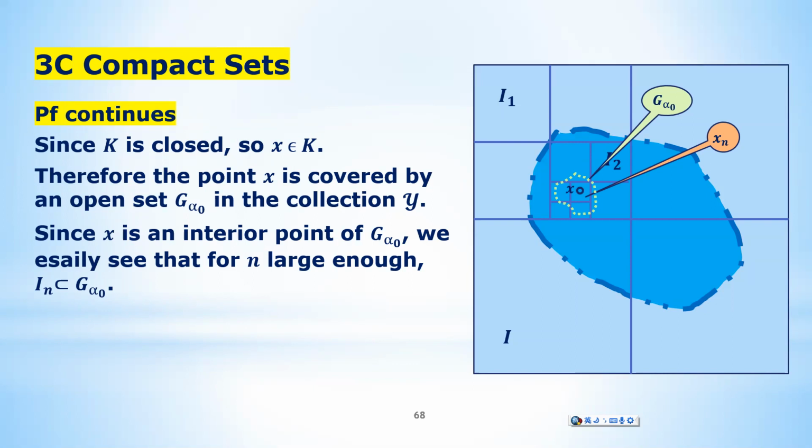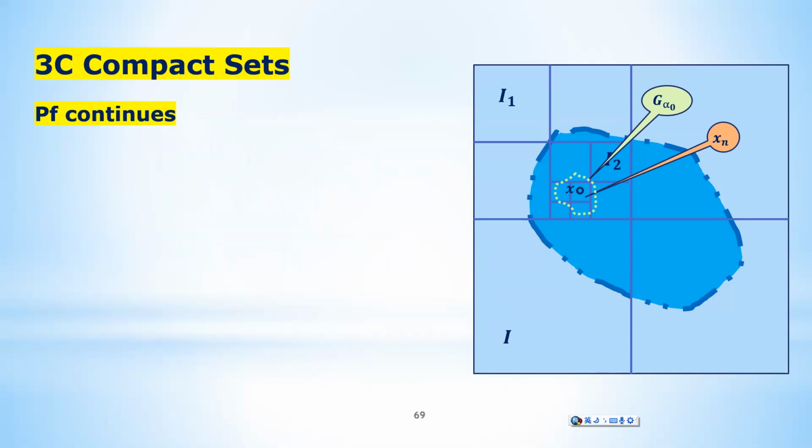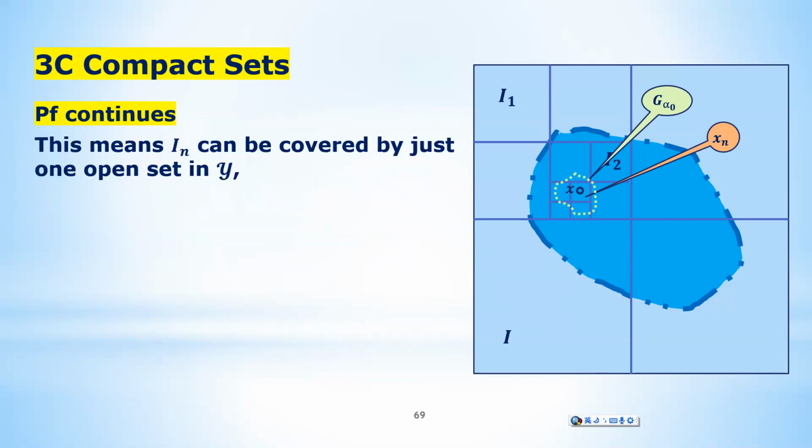Okay, so now this is a very delicate detail you have to think about by yourself. As n goes to infinity, Rn is shrinking to X, right? And so the Rn will eventually go inside the G alpha naught, because X is an interior point of G alpha naught. Okay, so now let's continue. This means that Rn can be covered by just one open set in Y.